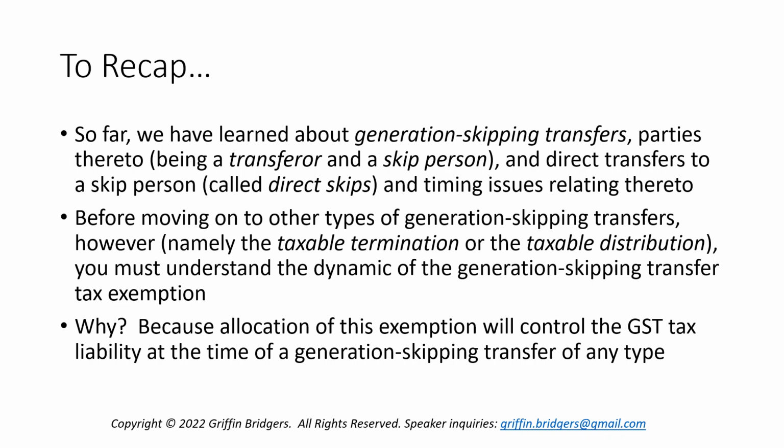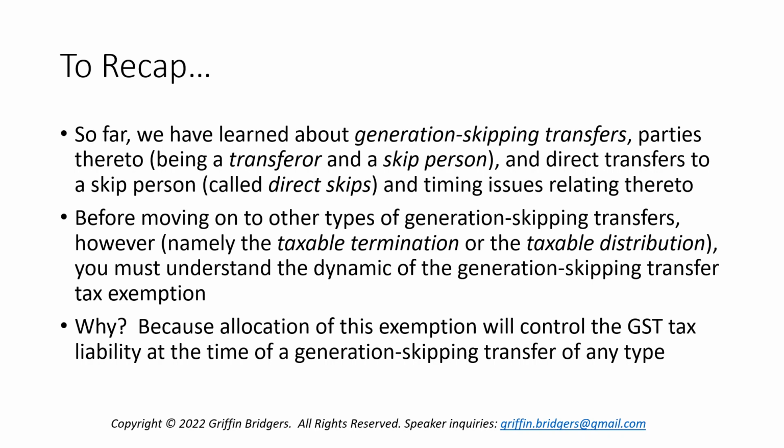And you also potentially have direct transfers to a skip person called direct skips, which are going to be given, as we'll see later, their own set of rules, which are a little bit different, and their own reporting procedures, which are a bit different than those that apply to other forms of generation skipping transfers, namely the taxable termination or the taxable distribution. So before we cover those other two categories of generation skipping transfer, we have to take a step back. We have to understand the dynamic of the GST tax exemption.